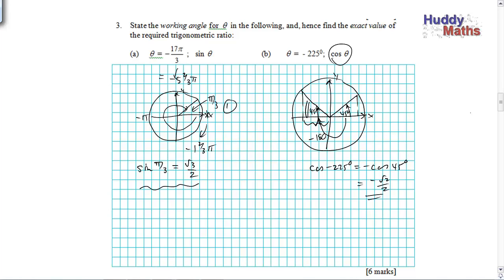Did you get it? Okay, one mark for what? Locating in this quadrant. You're pretty hard earning marks here. And then one for the equivalent angle and one for the answer. Over here, same thing. One for the quadrant, one for the working angle, one for the answer. Total of 6. How you're travelling? I hope you're scoring some marks here.